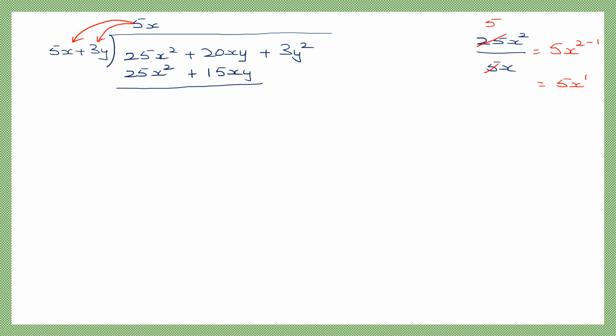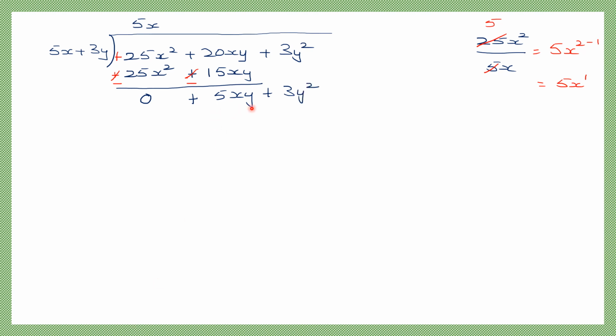Now we need to subtract. So when you subtract, the signs change. So plus becomes minus. Here also plus becomes minus. So here we already have a plus sign. Okay, so now let's do this. Now if you look at this, you have plus 20 minus 15. Signs are different. So let's put the sign of the bigger number, plus, and 20 minus 15 is 5, plus 5xy. Now if you look at this, here you have plus 25 minus 25, which becomes 0. Now let's bring down the next one, that is 3y square.